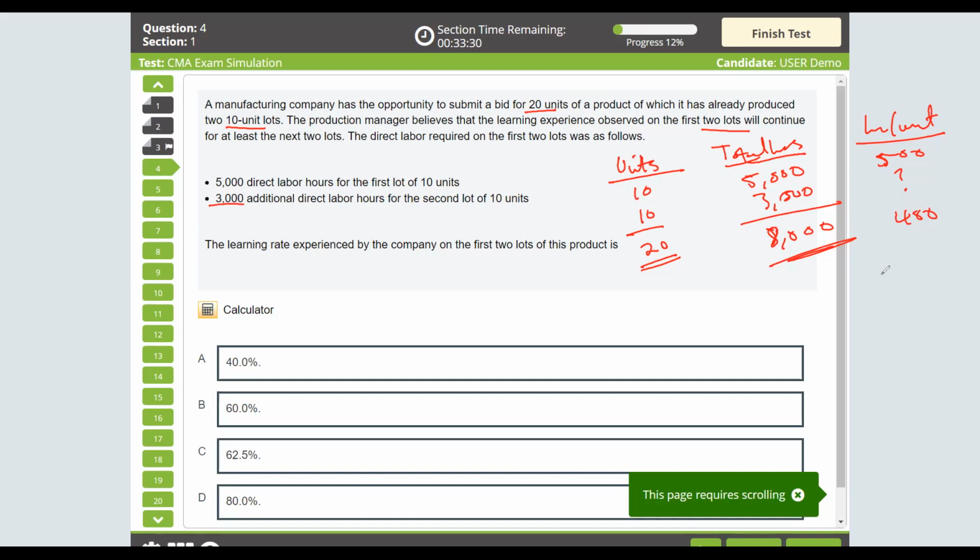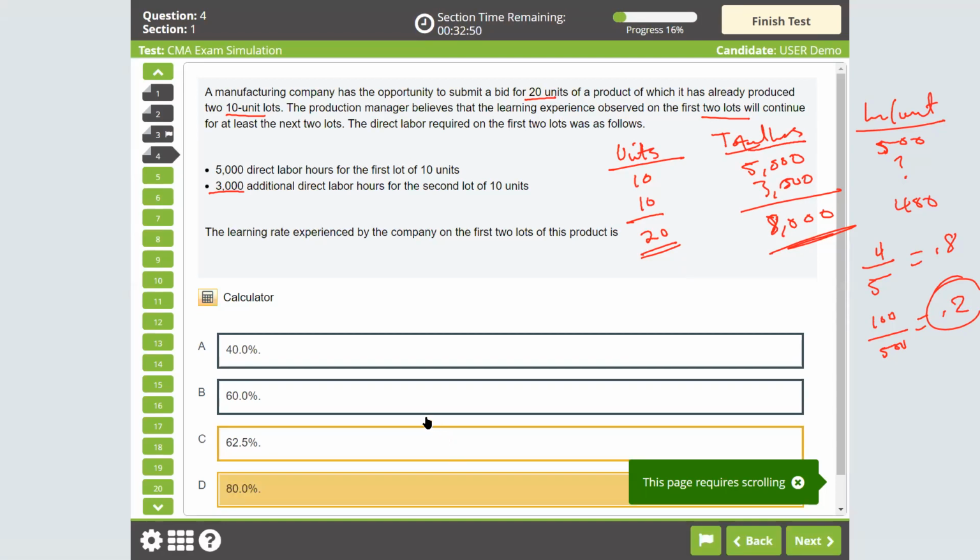So our experience is, now we have 400, which is 4 divided by 5, which is 0.8. Okay, so our experience is 0.8, but our learning curve is 1 minus 0.8, which is 20%, or 5 minus 4. 500 minus 400 is 100, divided by 500 will give you 0.2. So the learning curve is 20%. So we are learning at a rate of 20%, but the learning rate experience is 80% here. So the correct answer for this question is D. So D is the correct answer.